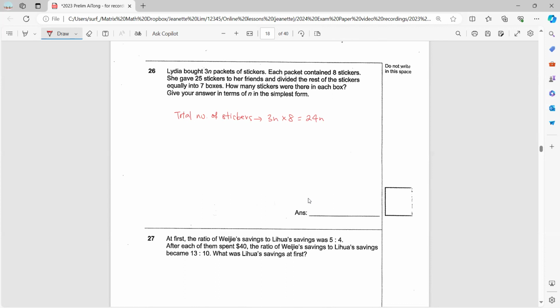She gave, okay, so there's 24N stickers at first, right? She gave 25 to her friends and she divided the rest equally into 7 boxes. So before she divides, we have to take away 25 first. So the remaining will be 24N minus 25. This is the remaining number of stickers. She's dividing them equally into 7 boxes. So each box has, you take the remaining and divide by 7. Okay, so that is your answer in terms of N. 24N minus 25 whole thing over 7.